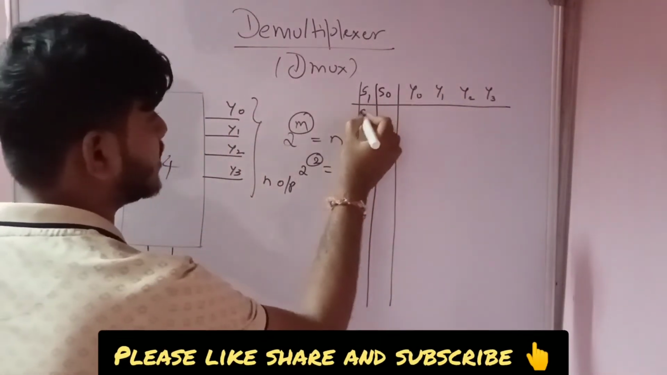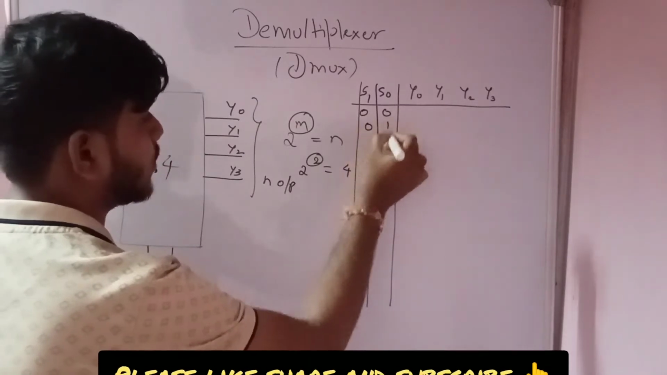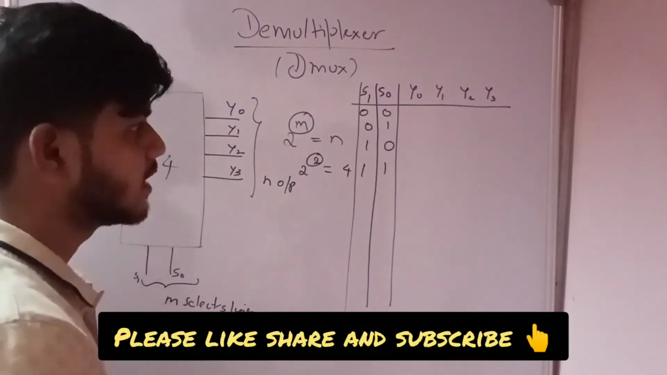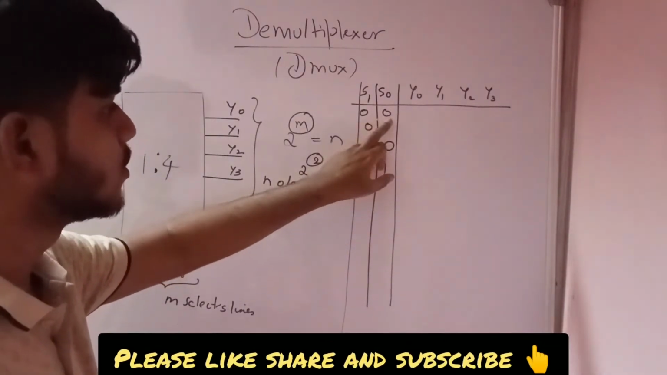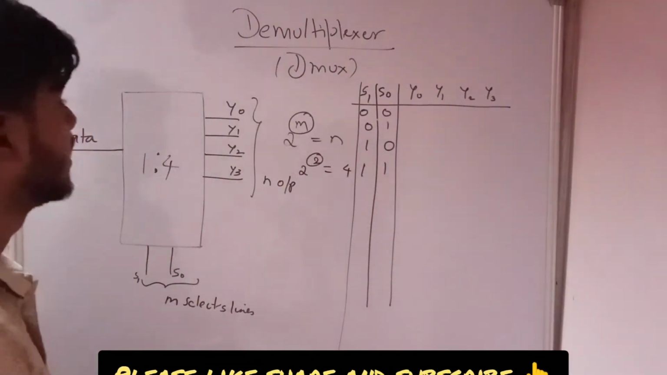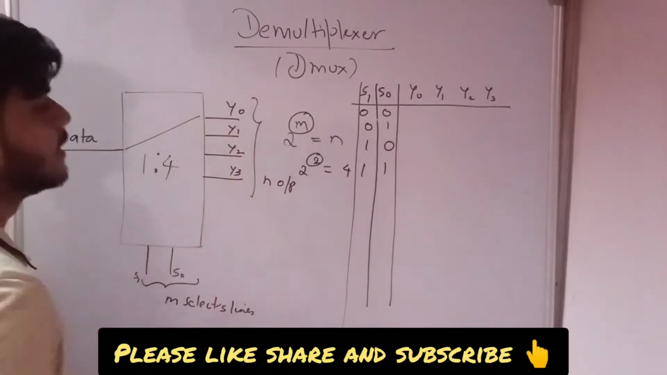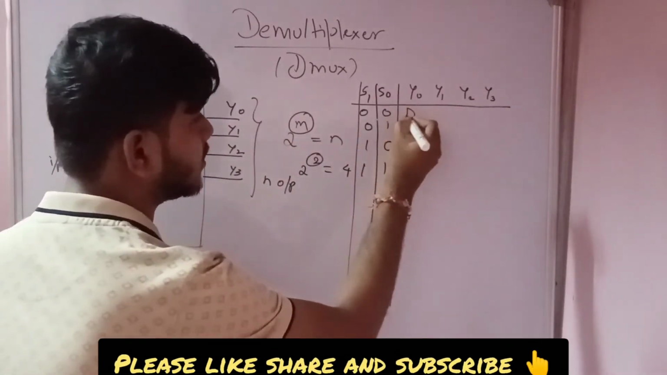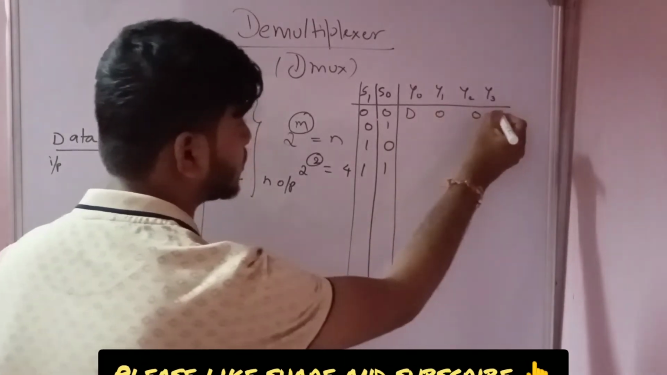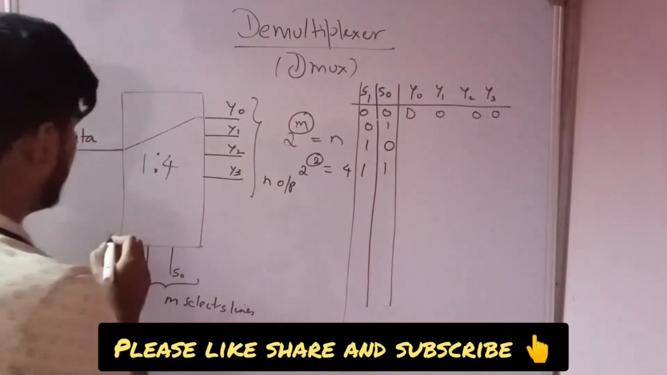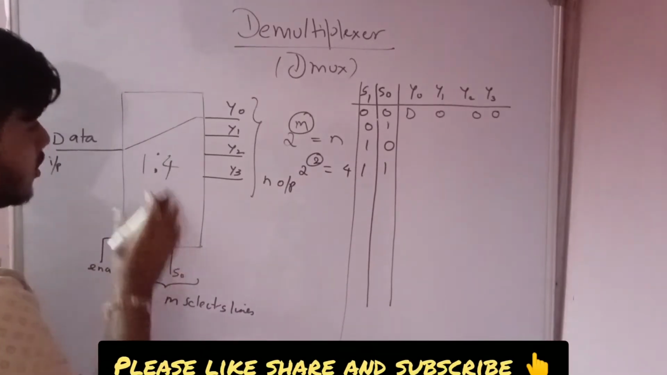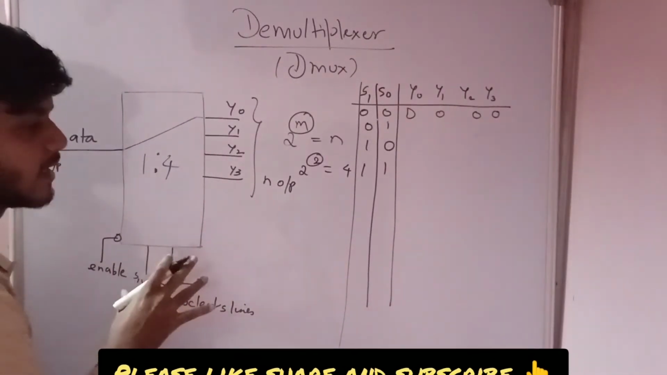Now we have the combinations 0 0, 0 1, 1 0, 1 1. When you have 0 0, what will happen? The data pin will be connected to y0. So your data will be here and the remaining pins will be 0 depending upon your strobe. Here you can have enable also. Depending upon your enable, your demux will be activated or deactivated.